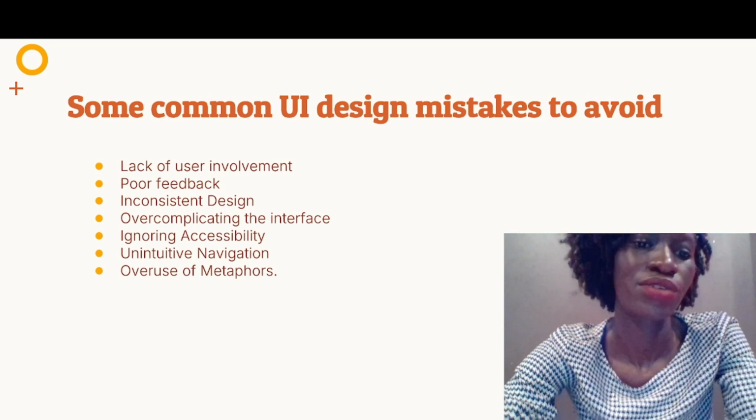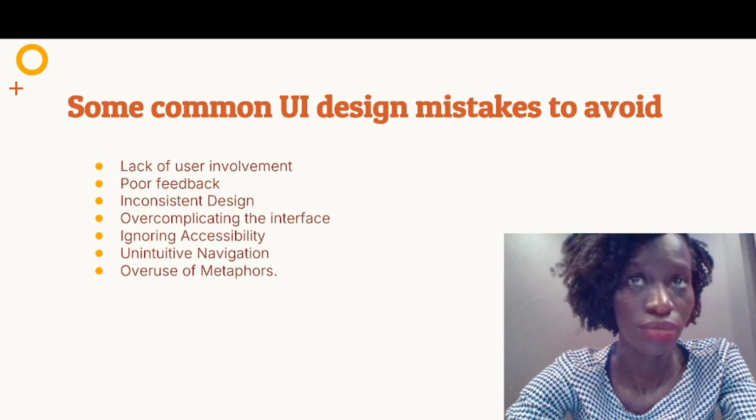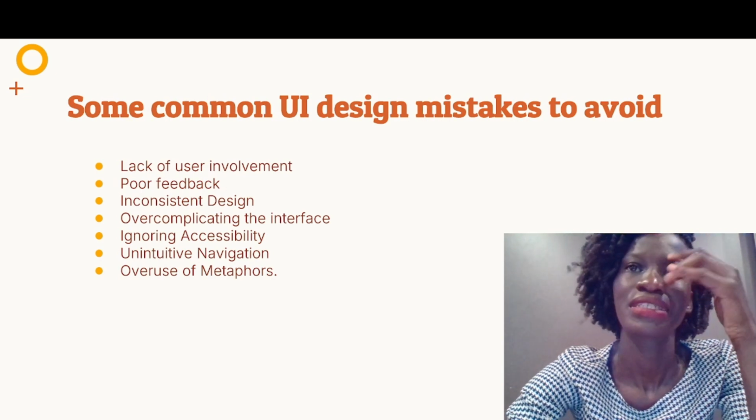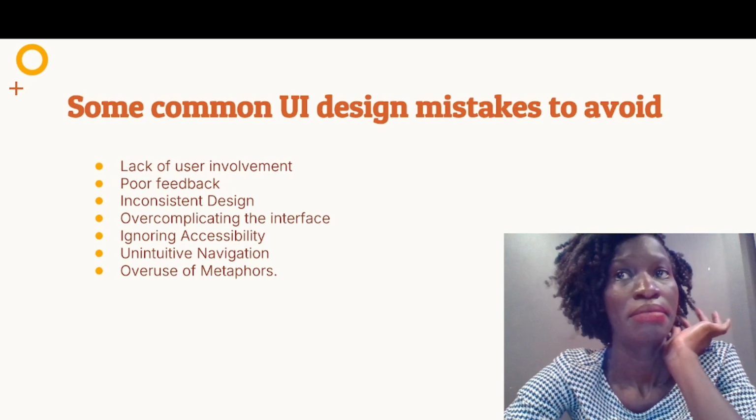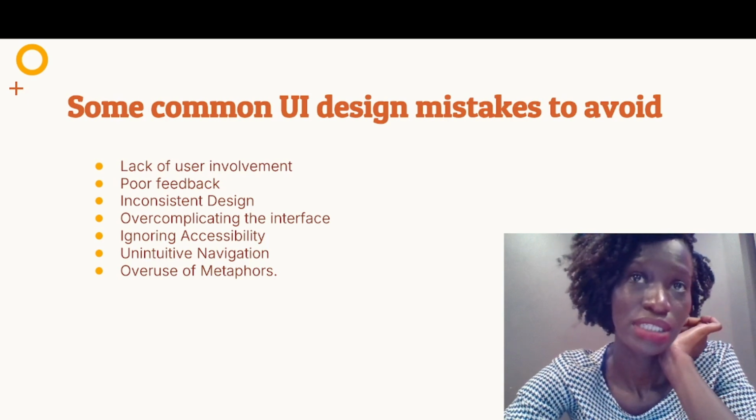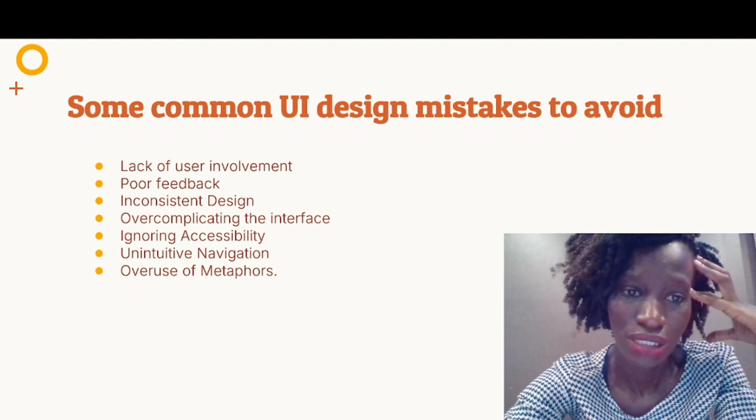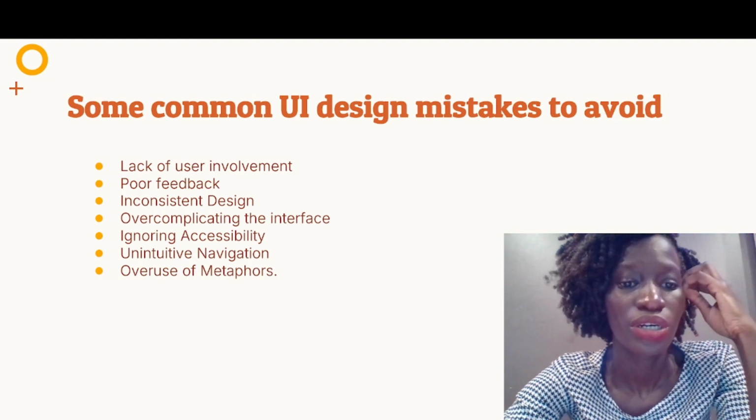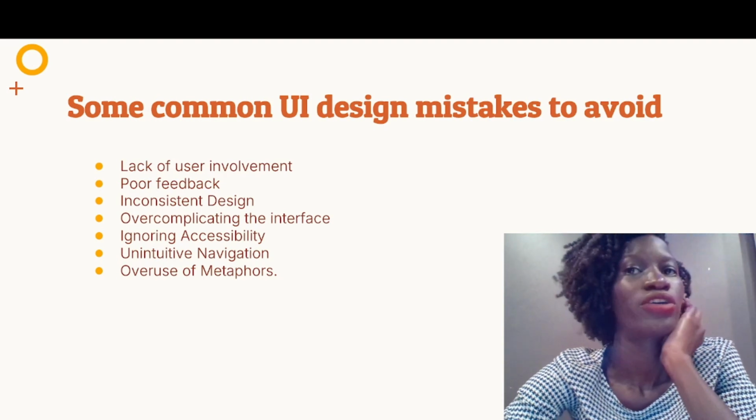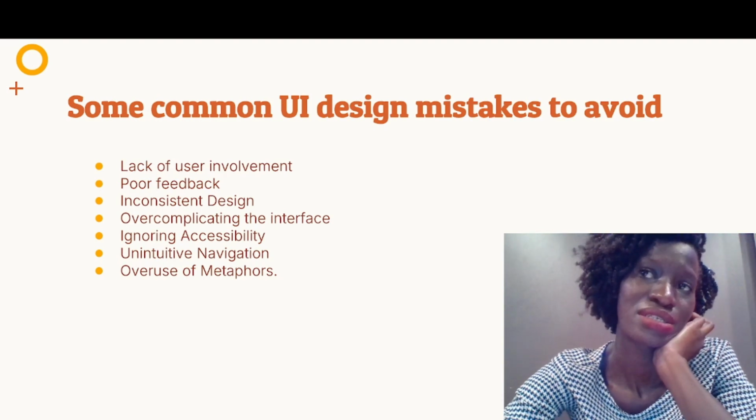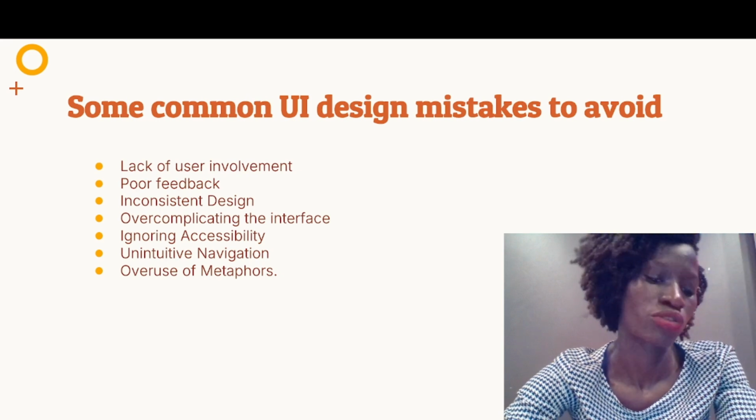Then we have inconsistent design. Inconsistent use of UI elements such as varying fonts, button styles, or layouts can confuse users and make learning the interface more difficult. We have ignoring accessibility. Failing to design for users with disabilities can limit access to the interface for a significant portion of the population.